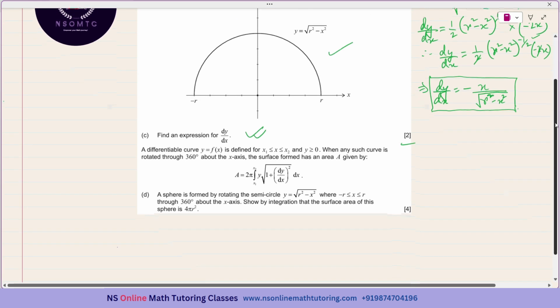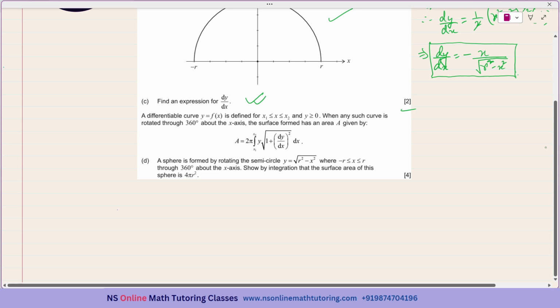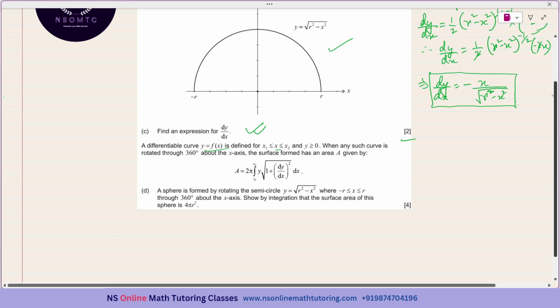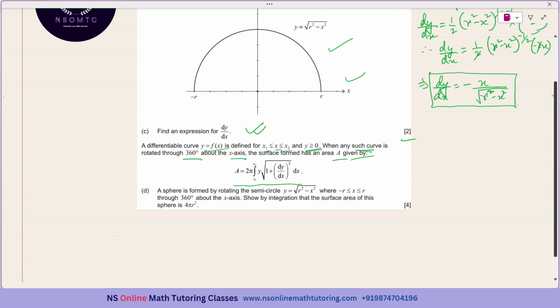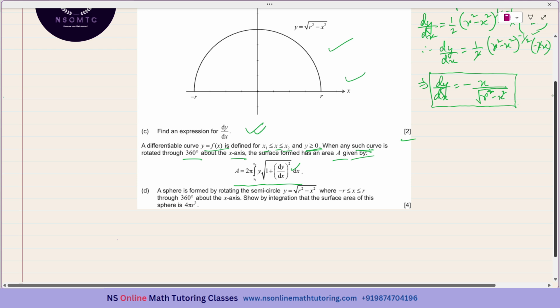Fine, we have got 2 marks. And now a differentiable curve y equals f of x is defined for x greater than or equal to x1 but less than or equal to x2, and y is greater than or equal to 0. When any such curve is rotated 360 degrees about the x-axis, the surface formed has an area given by A equal to 2 pi integral of y times square root of 1 plus (dy by dx) whole square, and it is getting integrated with respect to x, and the limits of integration will be x1 and x2.